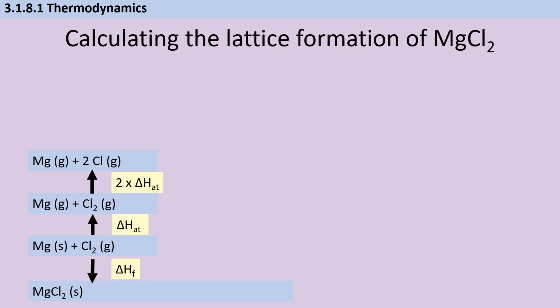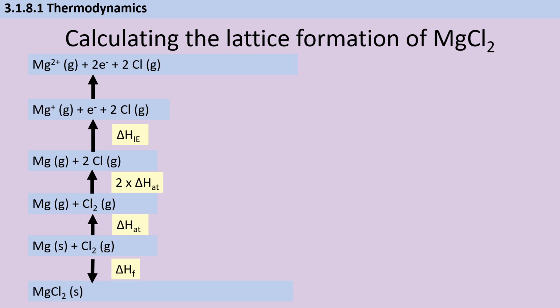Then I need to think about gaining and losing electrons in order to form ions. So we start with the first ionization enthalpy of magnesium. Don't forget to include the electron. Don't just have your single positively charged ion and no electron. Everything needs to still balance. And then we're also going to remove a second electron from each magnesium ion in order to produce these magnesium 2+ ions.